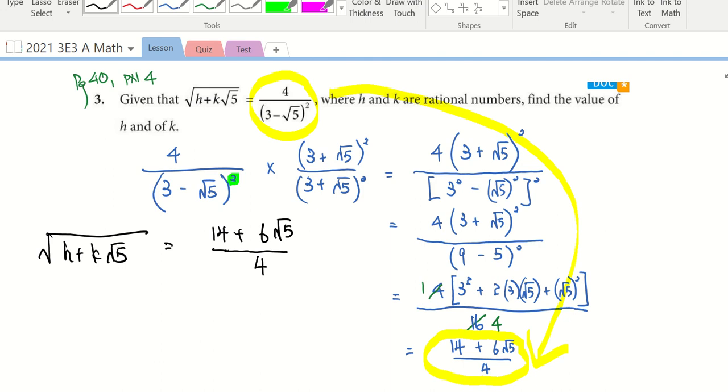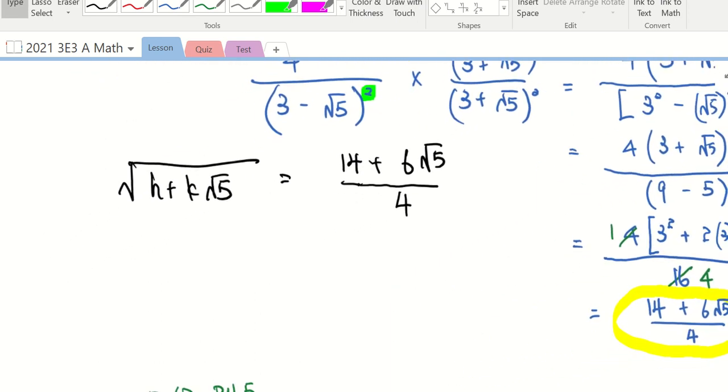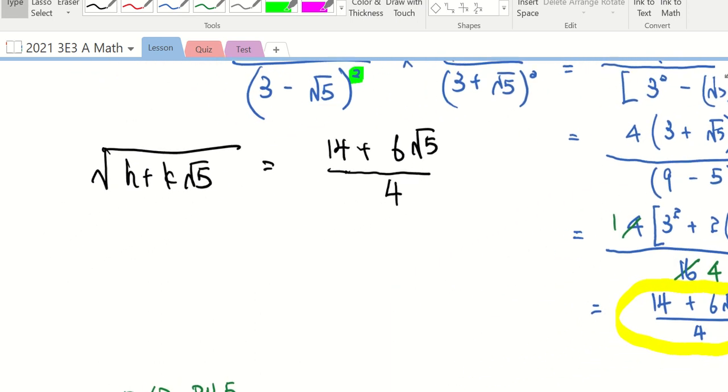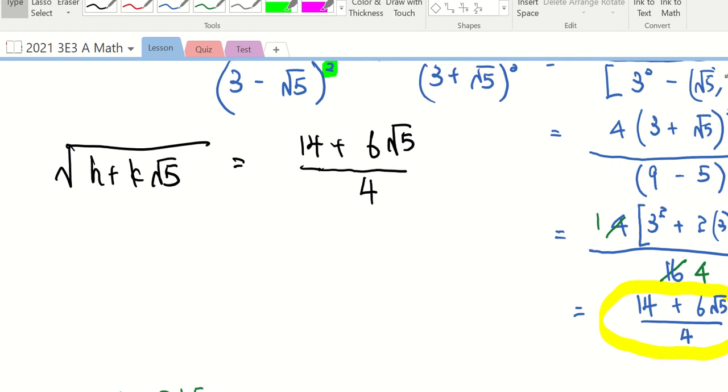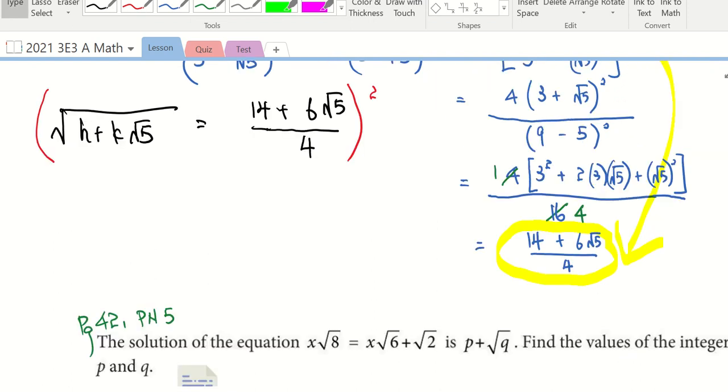Now I zoom into the portion in black color. Remember, at the start we said, which is the disturbing term? Square root, right? But we want to get rid of the square root. How to get rid of the square root now? Square on both sides. Can I get you to do that now? If I square the left hand side, what is left on the left hand side? H plus K square root 5. Good.